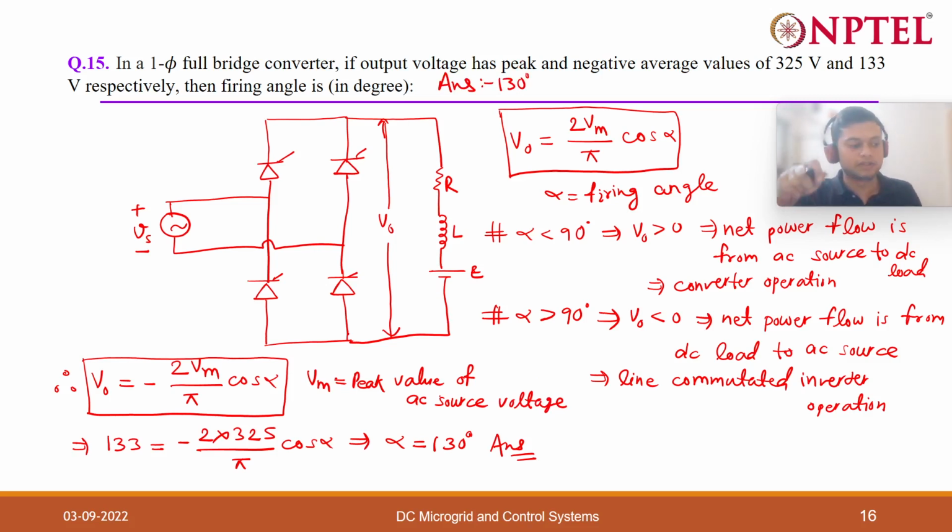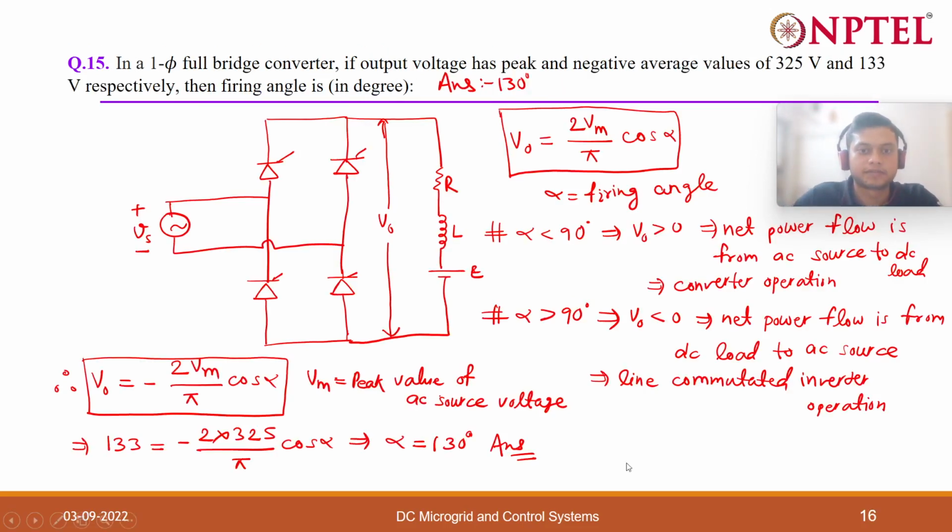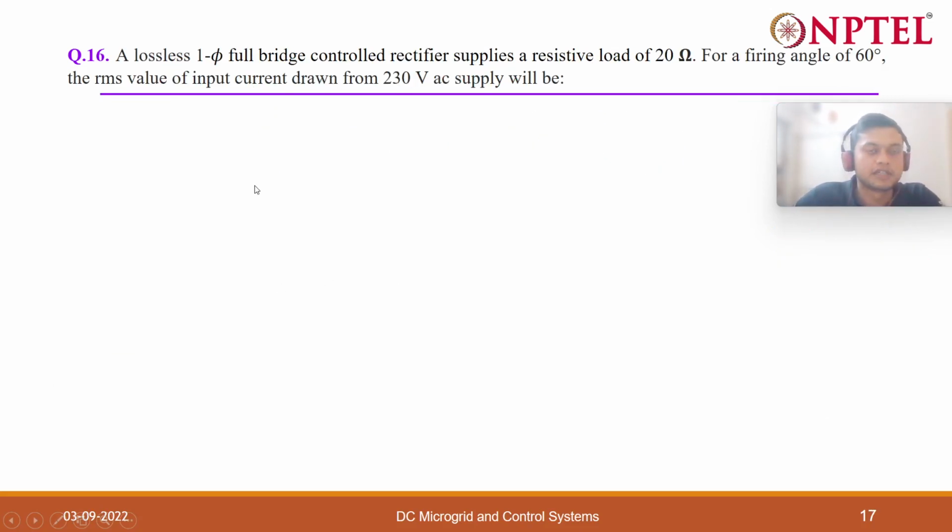Now we will wind up this session by solving this last problem. This problem is also for a single phase full bridge control rectifier. A lossless single phase full bridge control rectifier supplies a resistive load of 20 ohm for a firing angle of 60 degrees. The RMS value of input current drawn from the 230 volt AC supply will be.